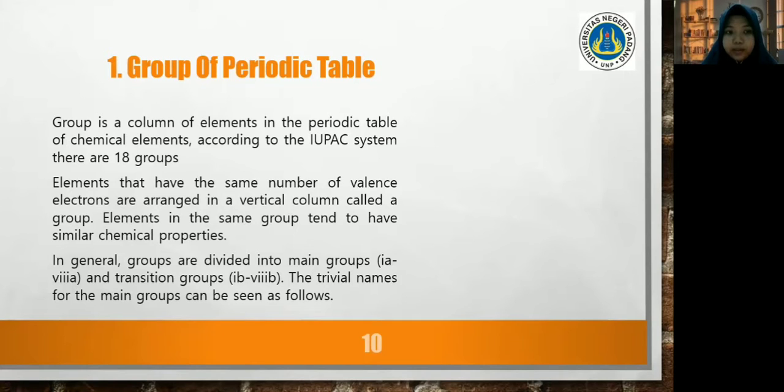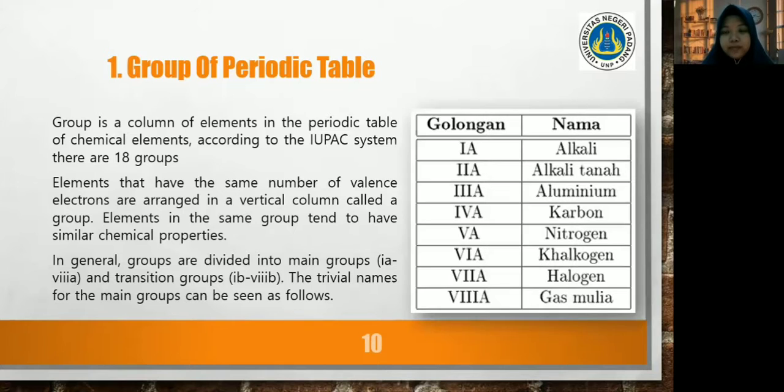In general, groups are divided into main groups and transition groups. The trivial names for the main groups can be seen as follows. The groups of the periodic table we can see in this picture. For example, group 1A is named alkali, and group 2A is named alkaline earth. So, and next we can see in the picture this time.